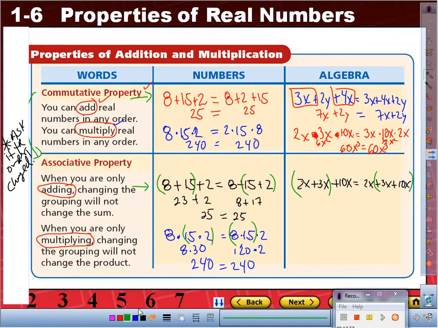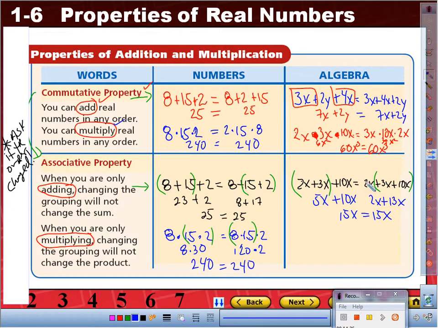So let's use our order of operations, and we're going to start with parentheses. What is 2x plus 3x? 5x, and I bring down the 10x. What is 5x plus 10x? 15x. Did it work? Let's find out. Inside of parentheses, 3x plus 10x, that's 13x plus 2x. What is 2x plus 13x? 15x. And yes, it did work.